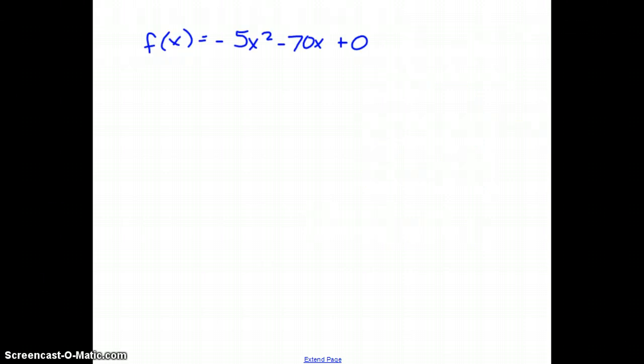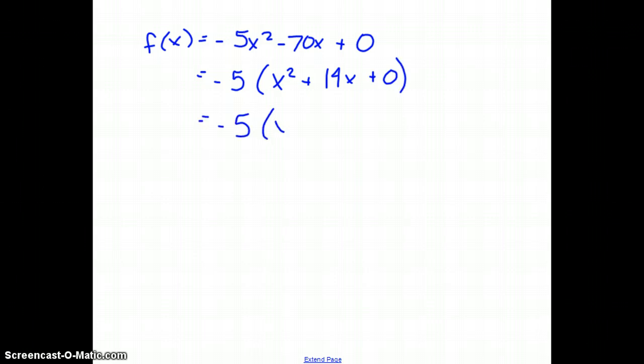And here's one last example for you today. We again have a coefficient out in front, but you'll notice with this one that it's a plus 0 at the end. So this could have been written just as negative 5x squared minus 70x, but we're going to put that plus 0 in just to keep things consistent. We'll start by getting rid of the negative 5, and we're left with x squared plus 14x plus 0. Then we're going to put in our blanks. So minus 5 times x squared plus 14x plus blank plus 0 minus blank.